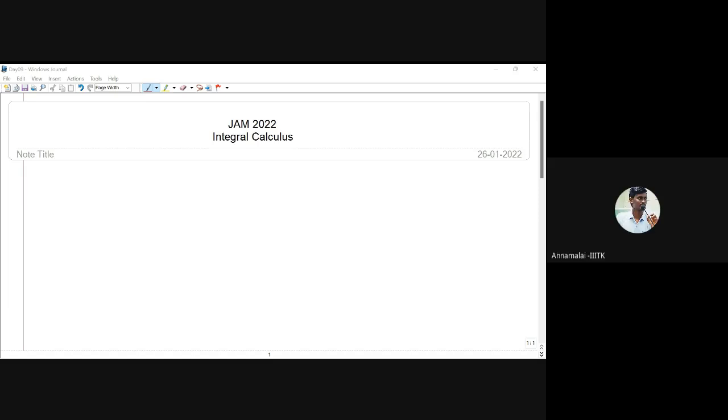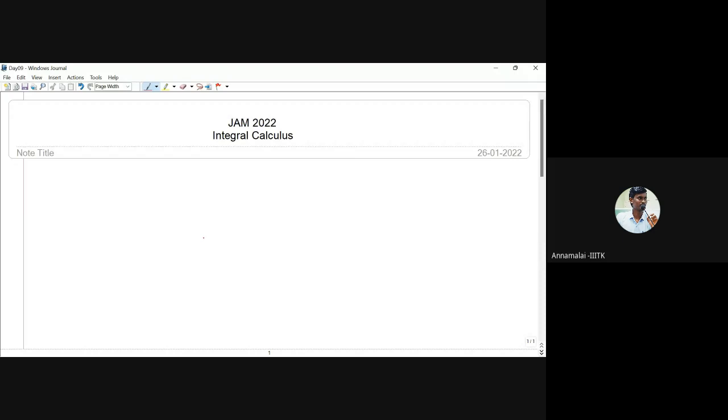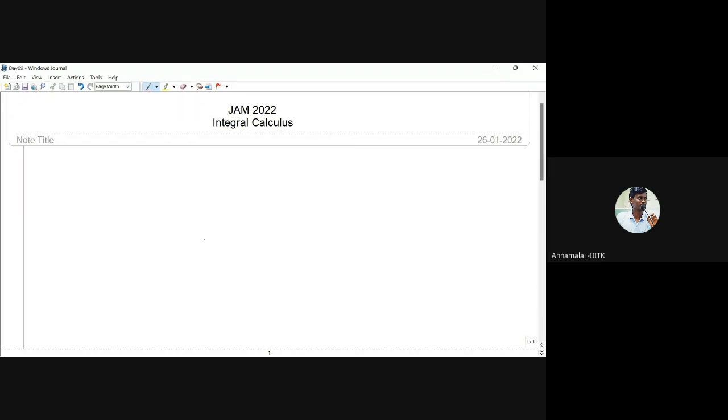Okay, so in the last class we discussed the double integral. We defined this double integral. Suppose a function is defined on a bounded rectangle. Suppose f is a function from some rectangle D to R, where D is a rectangle bounded by x in the interval a to b, and y bounded by some c and d.